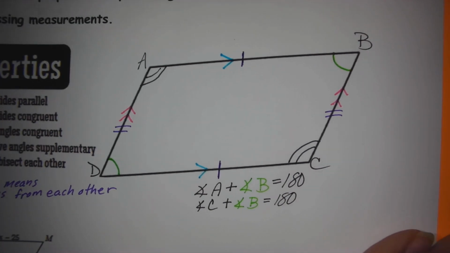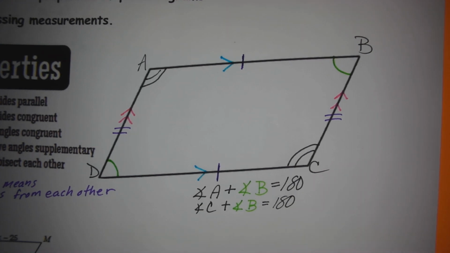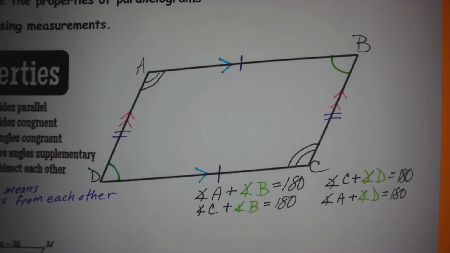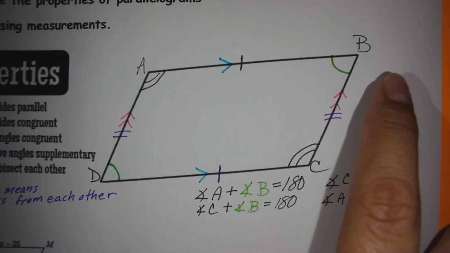Can you think of another set of angles that would be supplementary? Go ahead and think about that, and write down what you think might be the sets of angles that are supplementary. And this is what we should have written: angle C plus angle D is 180, and angle A plus angle D is 180. Again, they're consecutive, so you go all the way around, and they're going to be one right after the other.